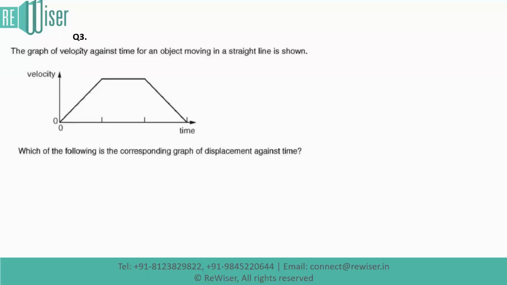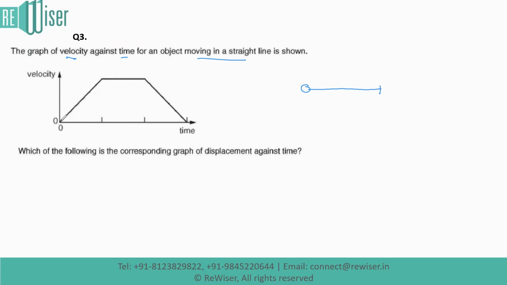Hello, as you can see in this question, the graph of velocity against time for an object moving in a straight line. An object is moving in a straight line. The velocity versus time graph is shown here. So velocity in this direction, time in this direction.